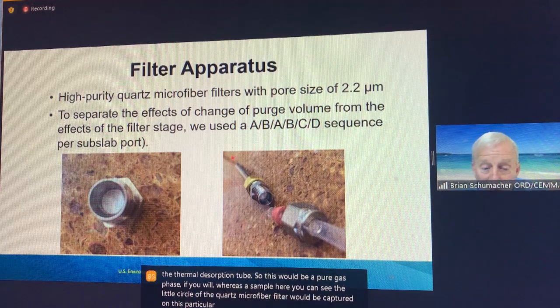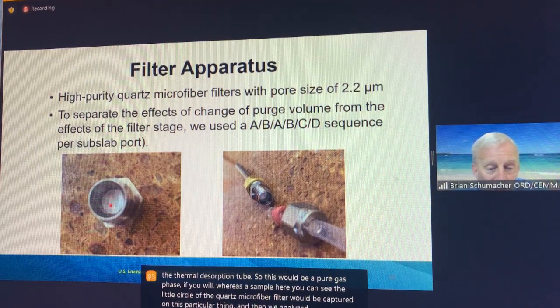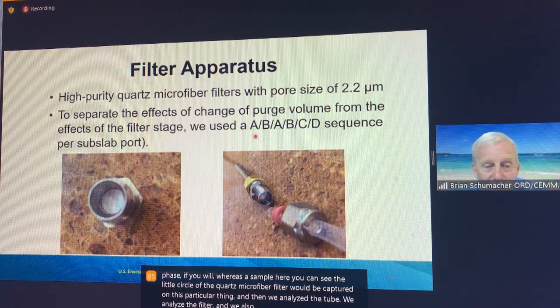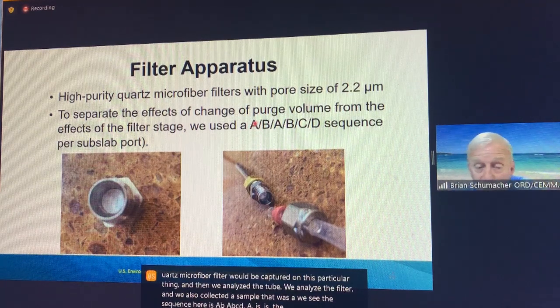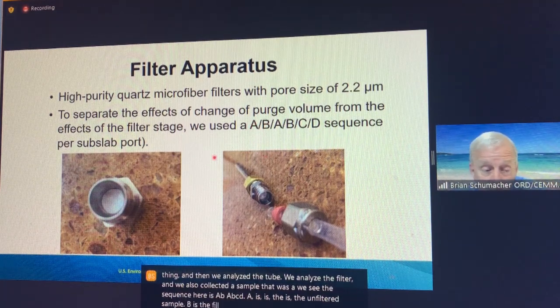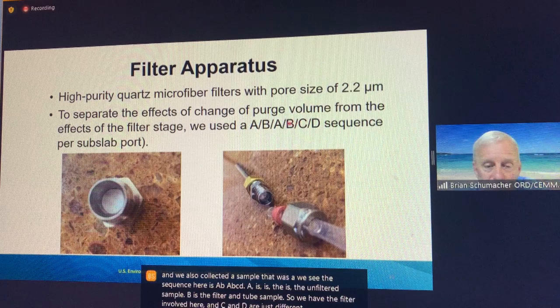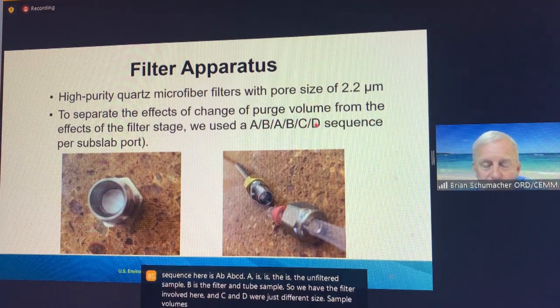And then we analyzed the tube, we analyzed the filter, and we also collected a sample. The sequence here is A, B, A, B, C, D. A is the unfiltered sample, B is the filter and tube sample, so we have the filter involved here. And C and D were just different size sample volumes. This was 100 mils, I believe, and this was 25 mils.